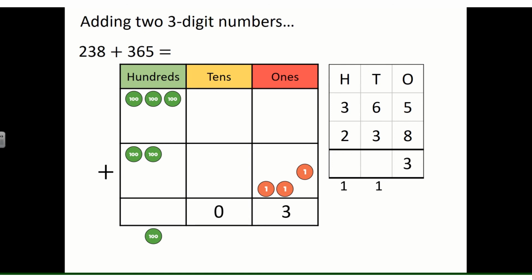The final step will be to add my hundreds. I have 300 and 200 and my 100 from my earlier exchange. This gives me 6 100s. 238 plus 365 equals 603.